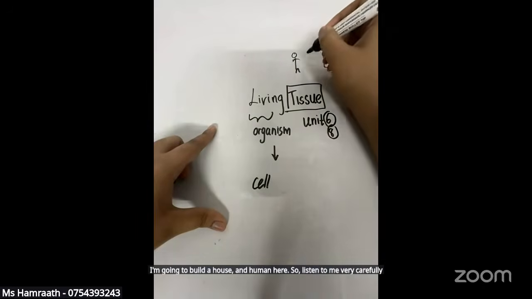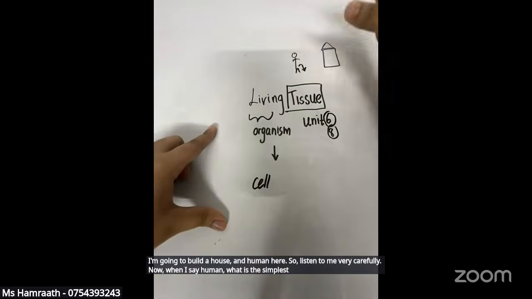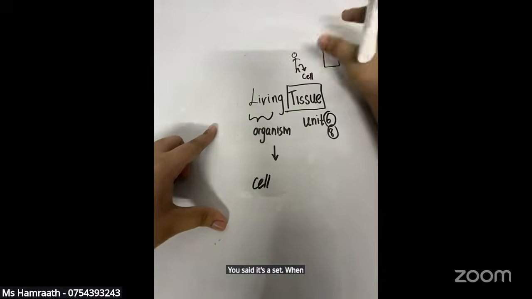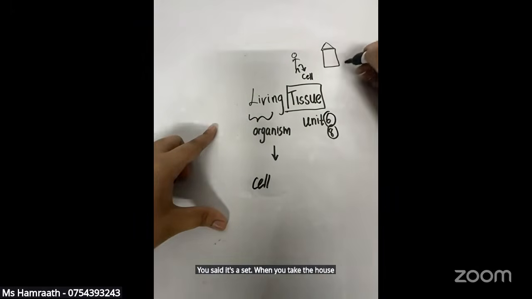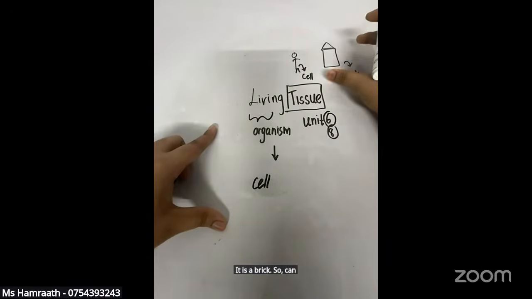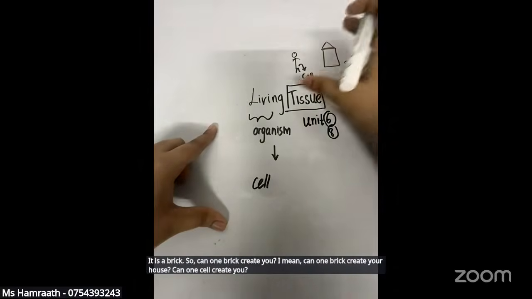Now when I say human, what is the simplest unit you need to create an organism? You said it's a cell. When you take the house, what is the simplest unit that is needed to create the house? We can say it is a brick. So can one brick create your house? Can one cell create you? No. So what has to happen?